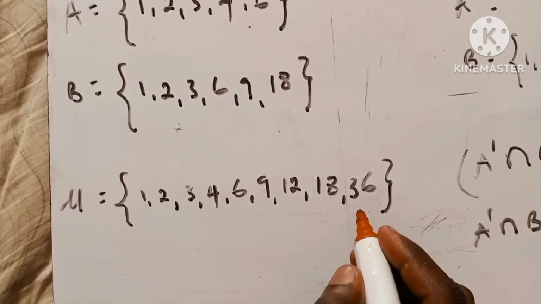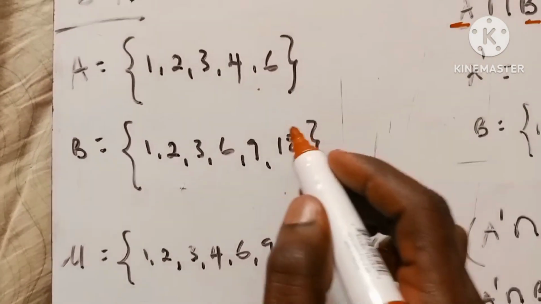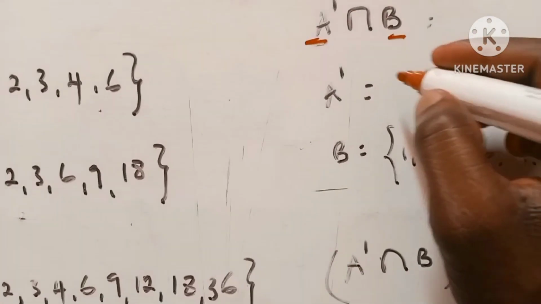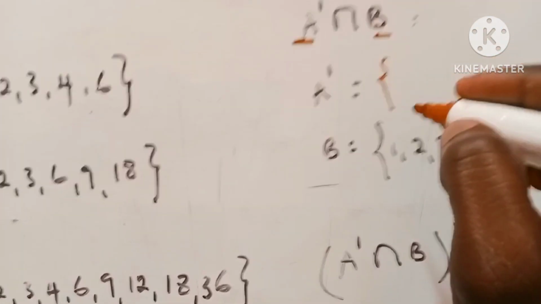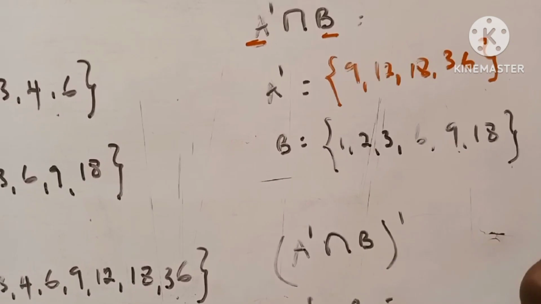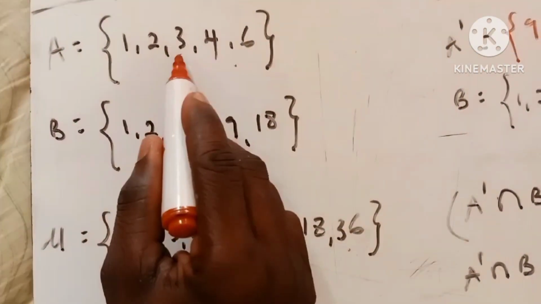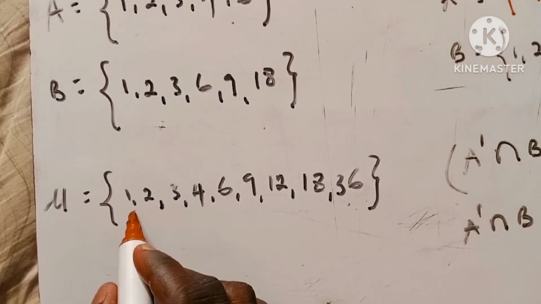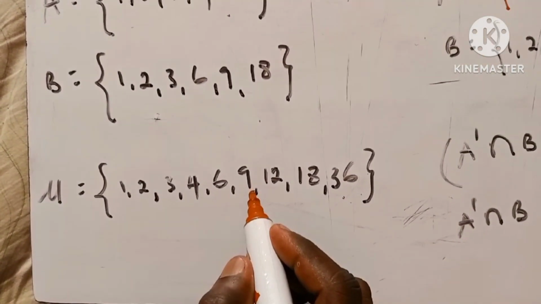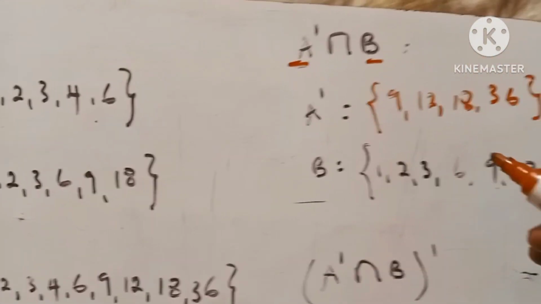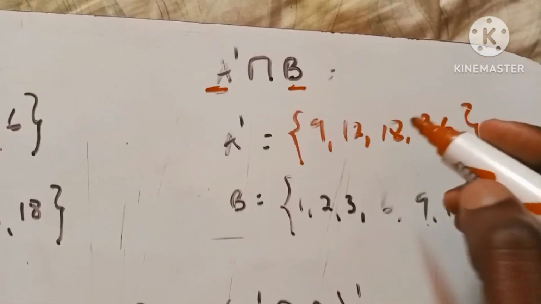So anybody that is inside this house here, that person is not in your room, is what we are calling the A complement. So the A complement here is going to be this. You can see clearly from here that 1, 2, 3, 4, and then 6 are all here, right? So we are left with just 9, 12, 18, and then 36. So this is what we are calling the A complement.